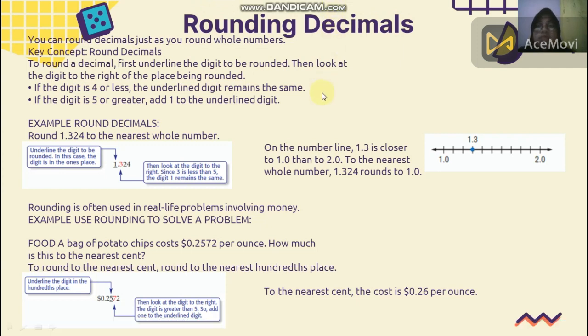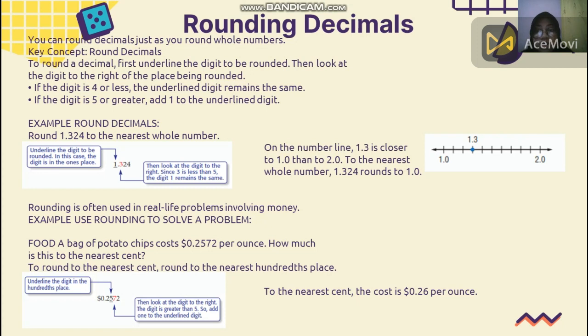Example, round decimals. Round 1.324 to the nearest whole number. On the number line, 1.3 is closer to 1.0 than 2.0. To the nearest whole number, 1.324 rounds to 1.0.